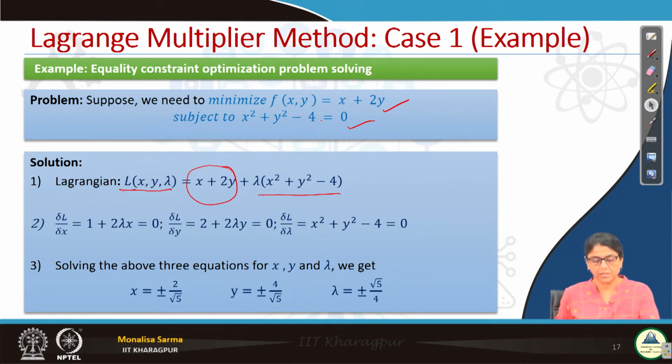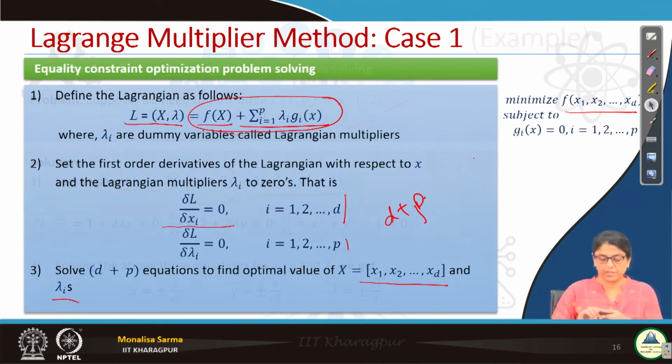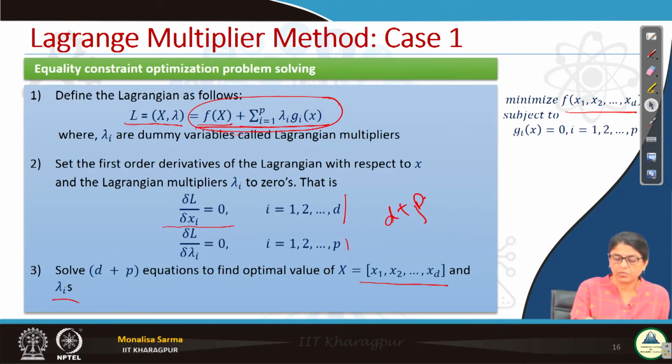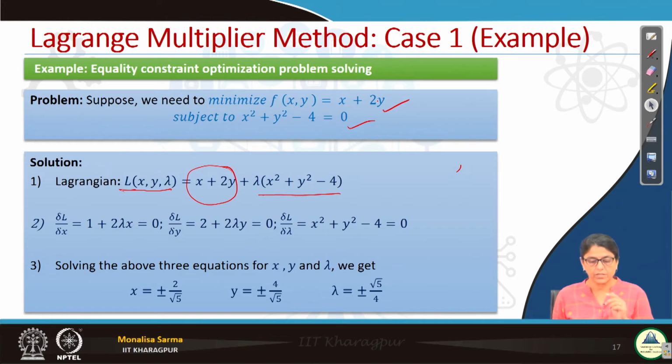Isn't it the same thing as how we have written it, f(x) plus the summation of all the constraints multiplied by lambda i? Here there is only one constraint, so just one lambda. So this is my L. Now what will I do? I will differentiate this with respect to x, and with respect to y, because there are two attributes, x and y. Next I will again differentiate this equation with respect to lambda, just one lambda, so once.